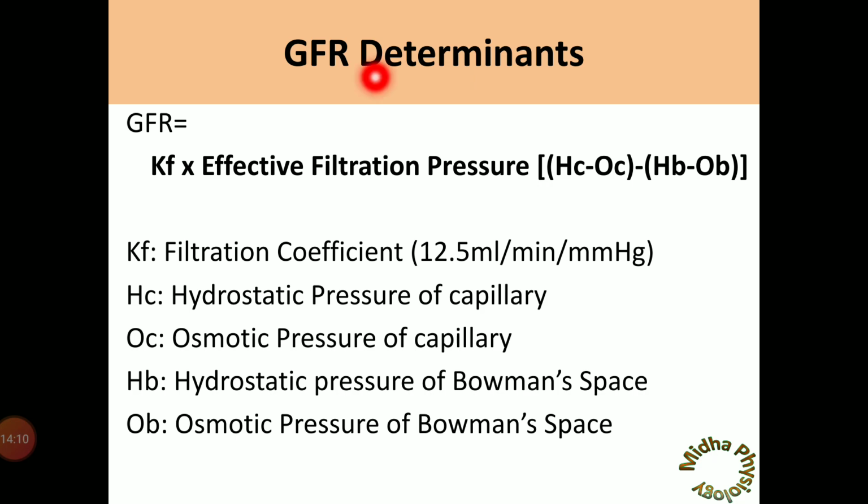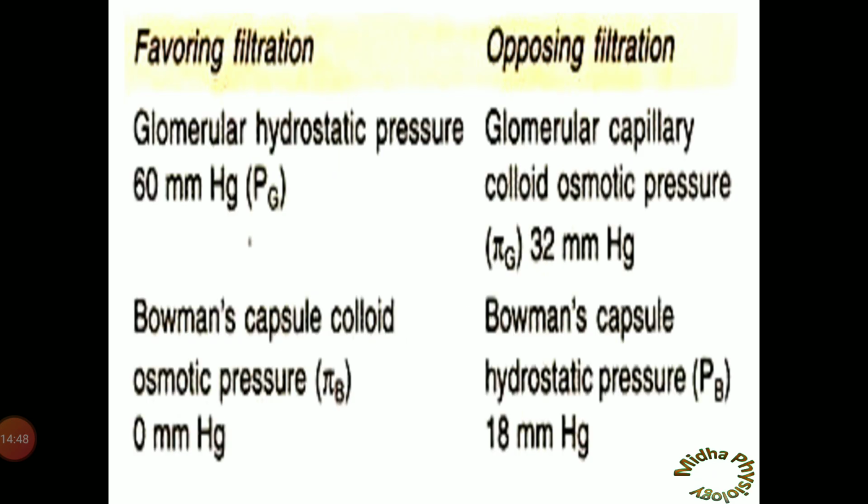So again you can see the determinants of the glomerular filtration rate: the Kf over here is the filtration coefficient, which is 12.5, higher than the effective filtration pressure, whose value is only 10 millimeter of mercury. And the effective filtration pressure depends upon the hydrostatic and the osmotic pressure of the capillary and the Bowman's space, in which under normal conditions the osmotic pressure of the Bowman's space is 0, because the plasma proteins are not being ultrafiltrated. So if you recognize these determinants, now you can easily tell what the factors regulating the GFR are.